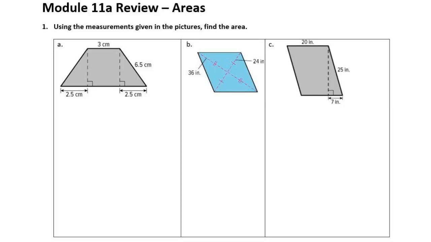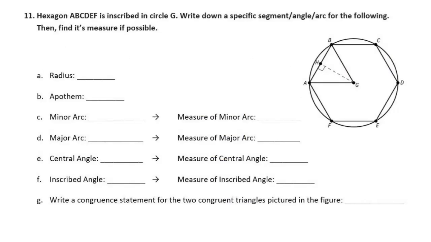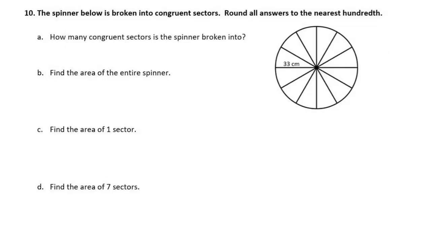All right, so let's go and look at problem number 10. Here we go. We start off with how many congruent sectors has the spinner been broken into? So we need to count up all of our equally sized sectors here.